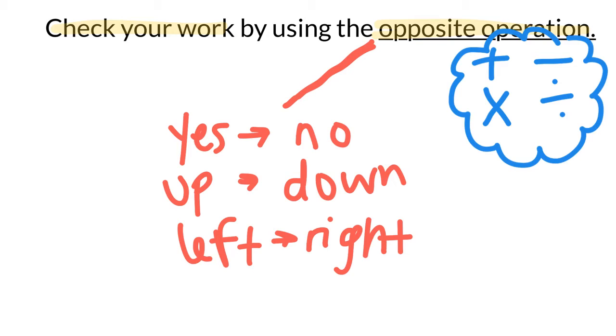So what if we did this with math? Well, what is the opposite of adding something? Well, the opposite of adding more would be taking it away, subtraction. What is the opposite of dividing something into groups? It would be multiplying it into more groups. So the opposite of addition is subtraction, and the opposite of division is multiplication, and it goes both ways. So let's see how we can use this to check our work.